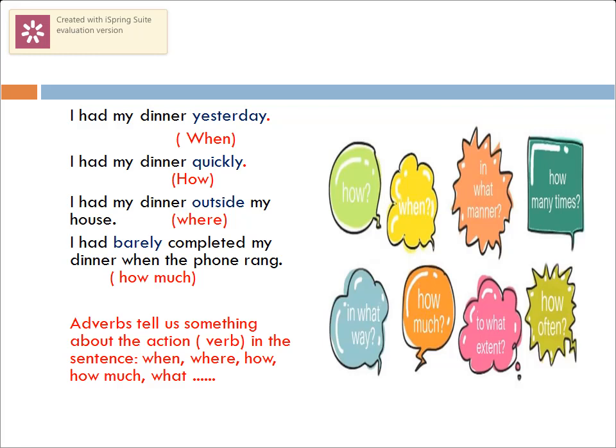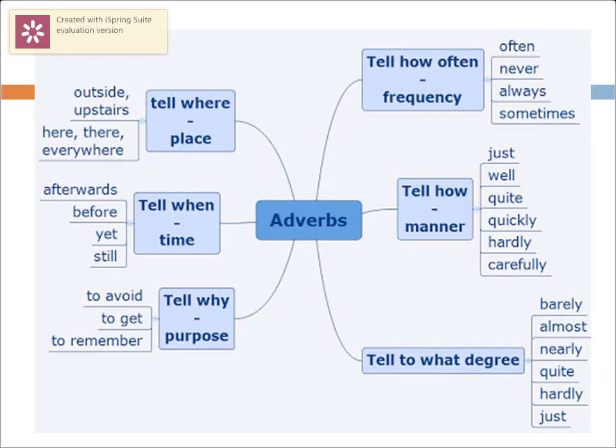Now, adverbs are words that tell us something about the action in the sentence. They can talk about how, they talk about when, and they also talk about in what manner, or how many times, in what ways, or how much, or to what extent, or how often an action is being done.